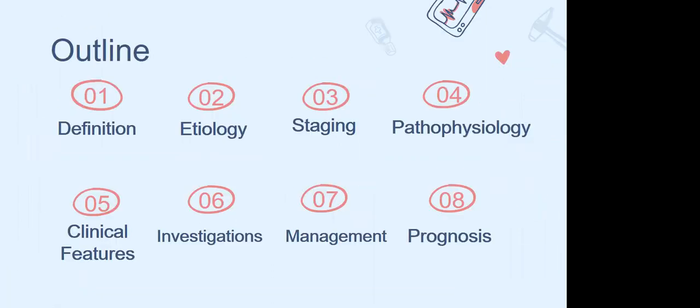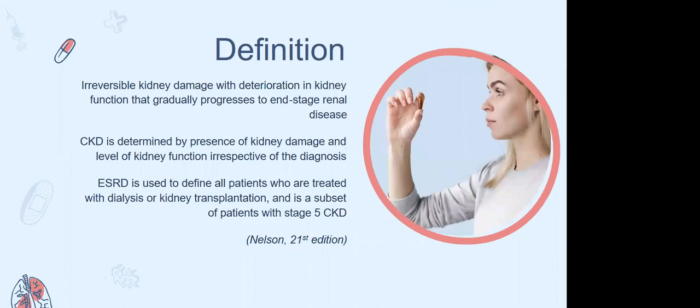Yes. Okay, this is my outline for today. We will discuss the definition, etiology, staging, pathophysiology, clinical features, the investigation and management, also the prognosis. Next. Okay, for the definition of chronic kidney disease, it is an irreversible kidney damage with deterioration in kidney function that gradually progresses to end-stage renal disease. And according to Nelson 21st edition, it is defined as the presence of kidney damage and level of kidney function irrespective of the diagnosis. And we are always confused about CKD and the difference with end-stage renal disease. It states that end-stage renal disease is used to define all patients who are treated with dialysis or kidney transplantation, and is a subset of patients with stage 5 CKD.